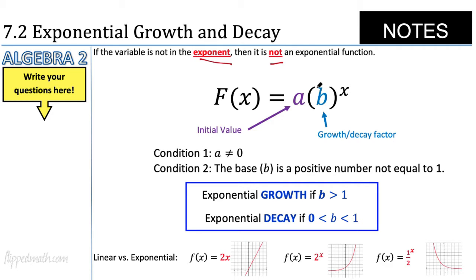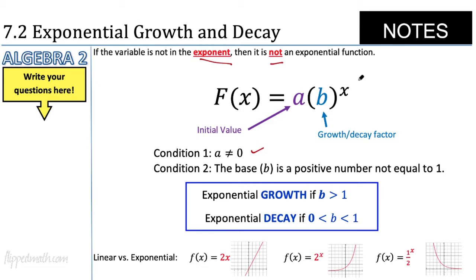Hence, exponential function. Okay, so the first number that we have, we call the initial value, and that can't be 0. That's our first condition. And the number that's being raised to a power, that's called the growth factor or the decay factor. It's what you multiply by.